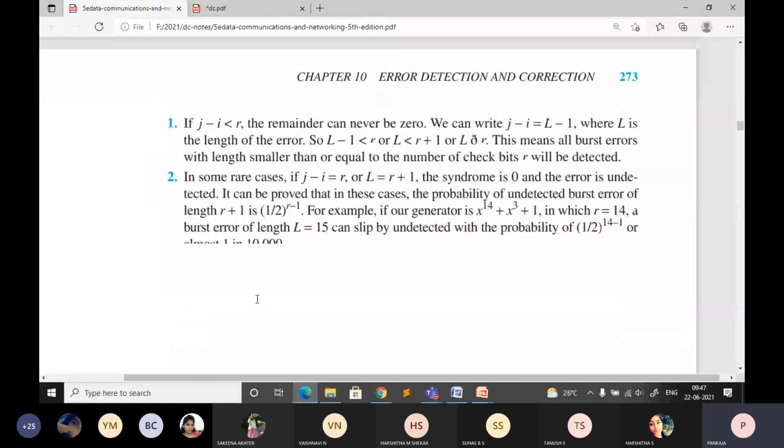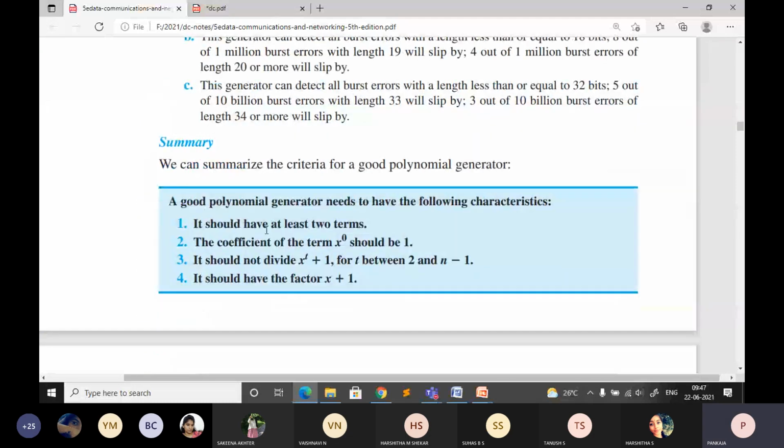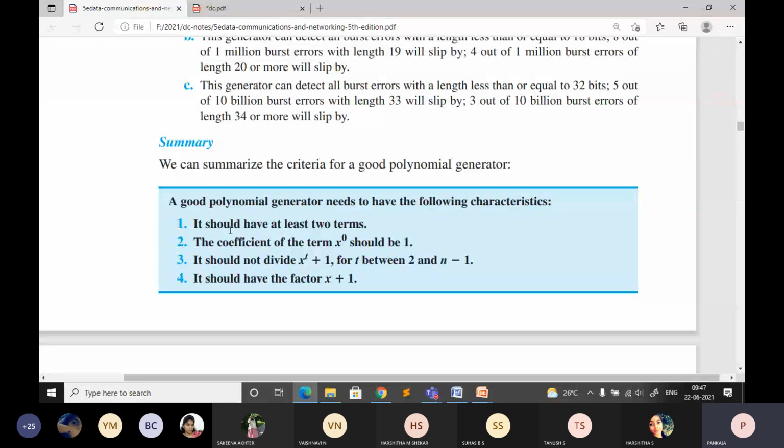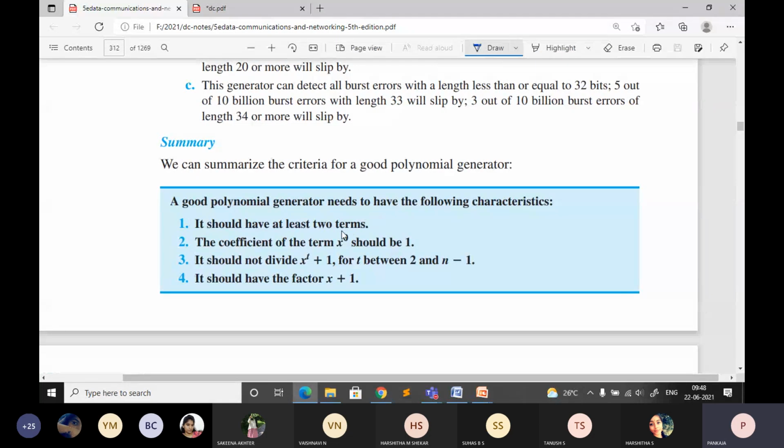So why do we need to go for polynomial? When we have already the binary method, why this polynomial? It should have at least two terms when you want to do the polynomial method using CRC. If you have only one term, that is not considered. The coefficient of the term x power 0 should be 1. It should not be divisible by x power t plus 1 for t between 2 and n minus 1.